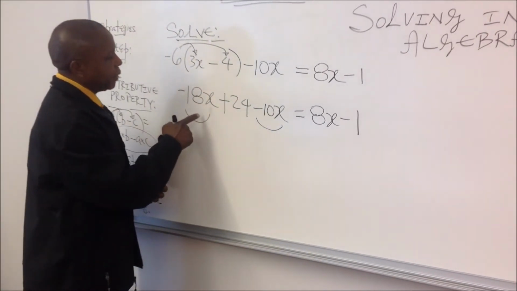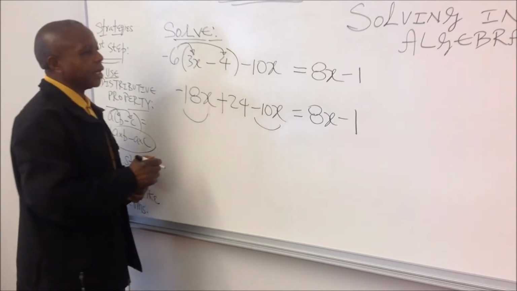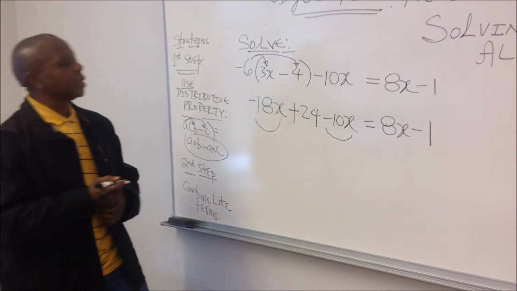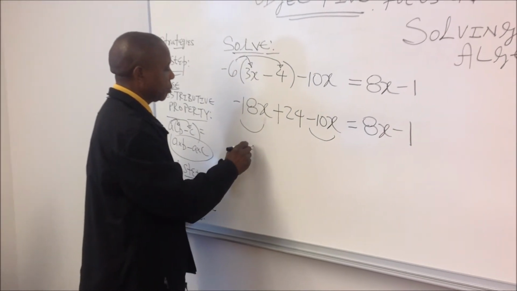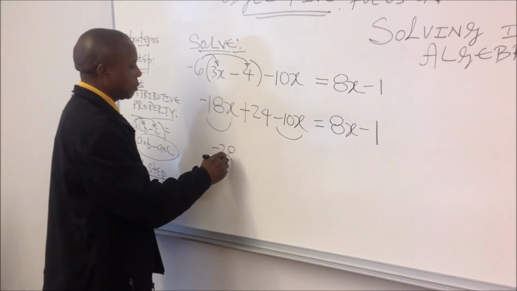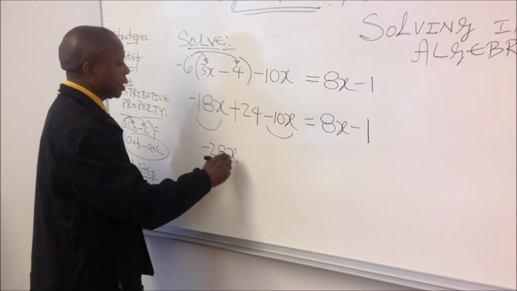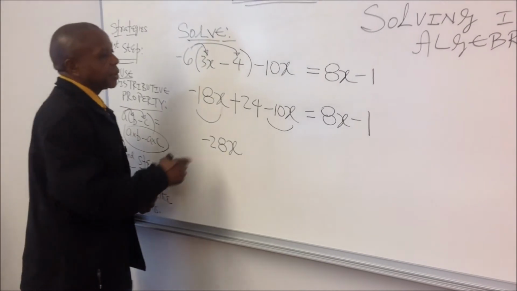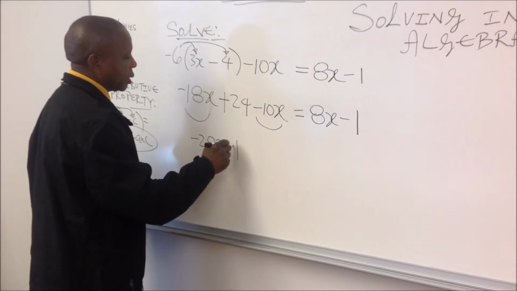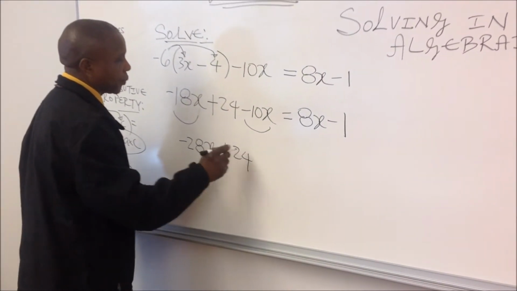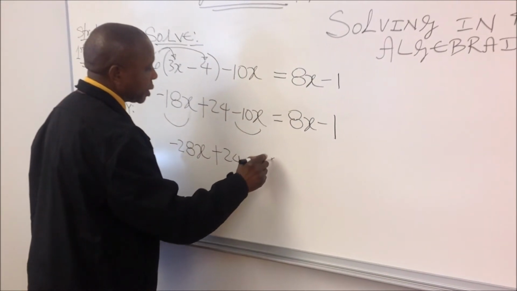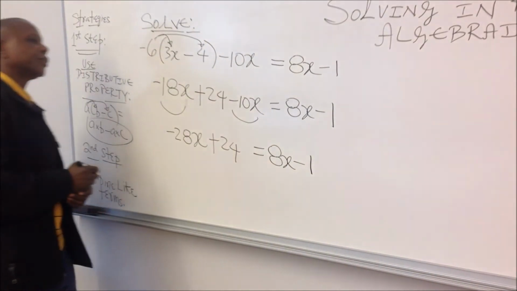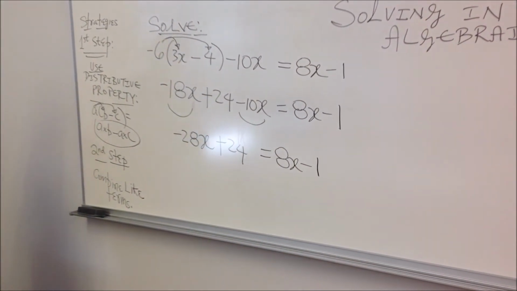So what is negative 18x minus 10x? What would that be? Negative 28x, thank you. And then what do we do next? Bring down 24. And that equals what? 8x minus 1, thank you. Okay, so what will be our next step?